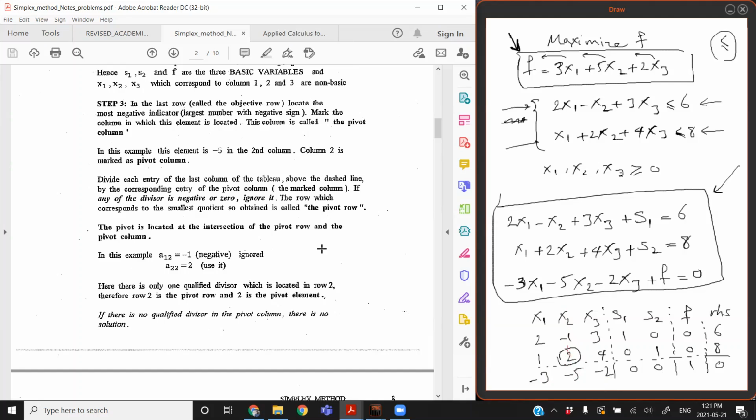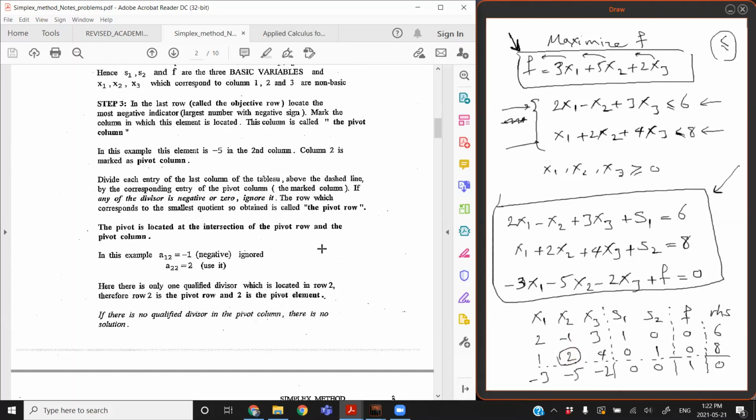Now, between -1 and 2, I have only one choice because the pivot position must be positive. So if I have a negative number again here, I will ignore it. I have a negative number here, -1, so I will just ignore it. That leaves me with only one choice. 2 is the pivot position.